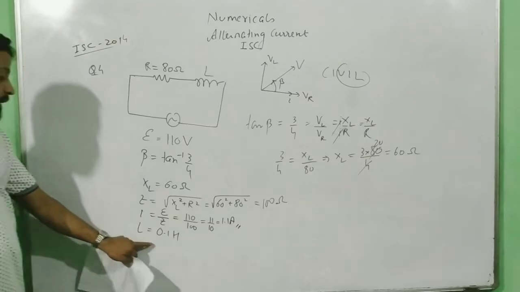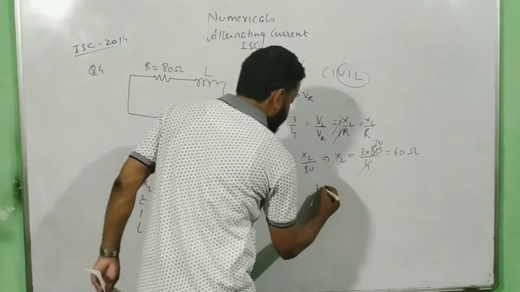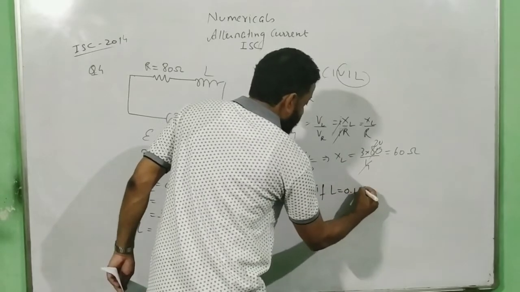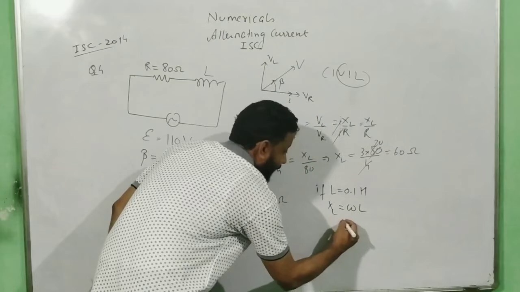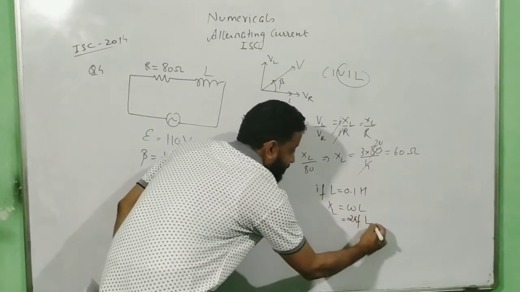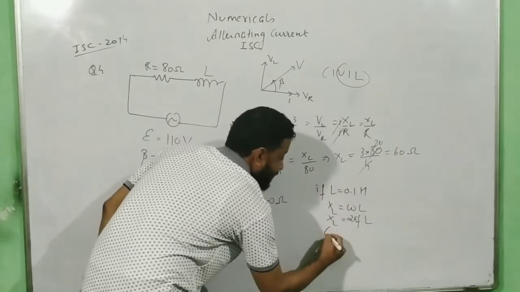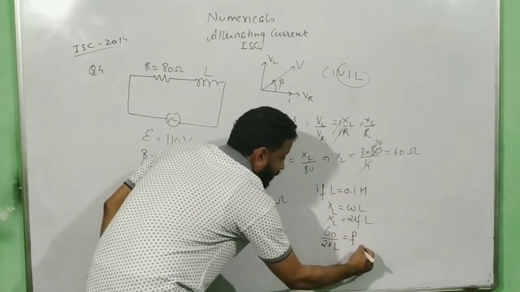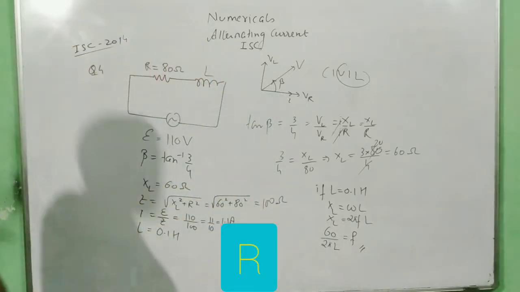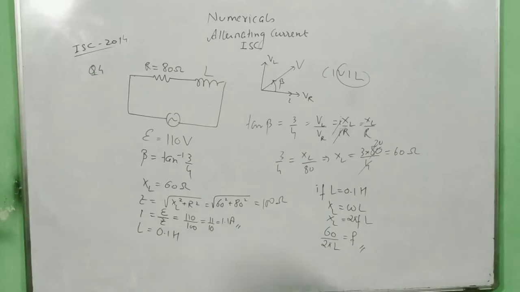Now is the last part. If L is 0.1 Henry, how much is the angular frequency? I know that XL is equal to omega times L, that is equal to 2 pi F times L, and that is XL. XL we have found as 60, so 60 divided by 2 pi L will be equal to F, and hence we can find the value of frequency if L is known to us. Okay, please pause the video and take a note of this.